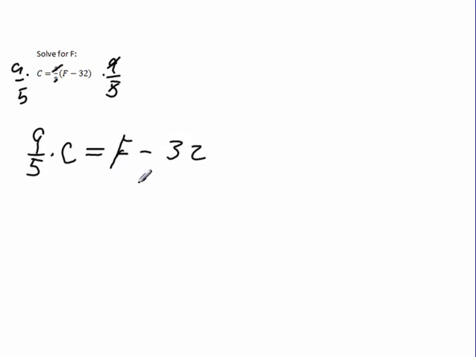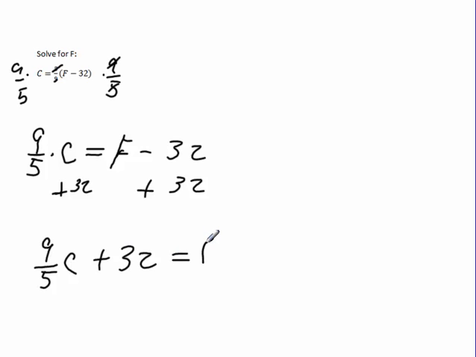Again, solving for f, all I need now to do is add 32 to both sides. So now I see I have 9/5 c plus 32 equals f.